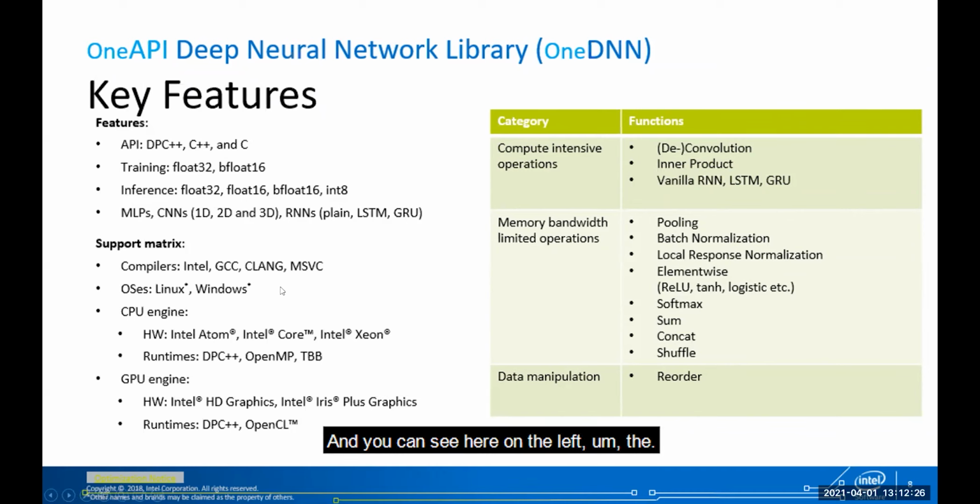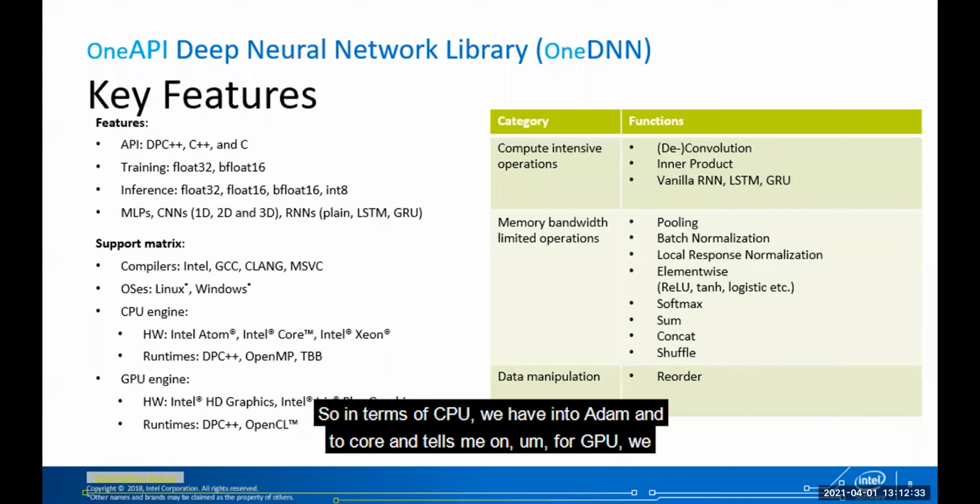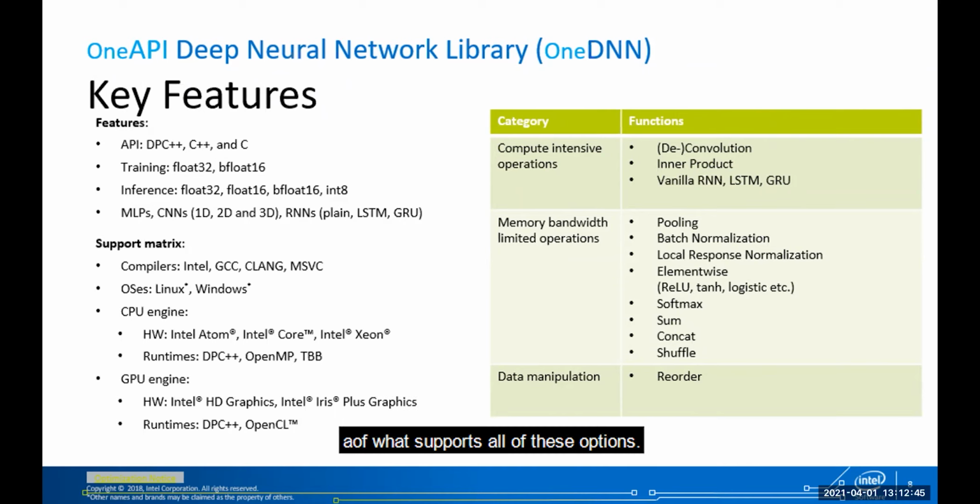And you can see here on the left, what supports oneDNN. So in terms of CPU, we have Intel Atom, Intel Core, Intel Xeon. For GPU, we have some Intel graphics, but I definitely encourage you to go onto the oneDNN website or the AI Kit website for a better breakdown in terms of what supports all of these optimizations.